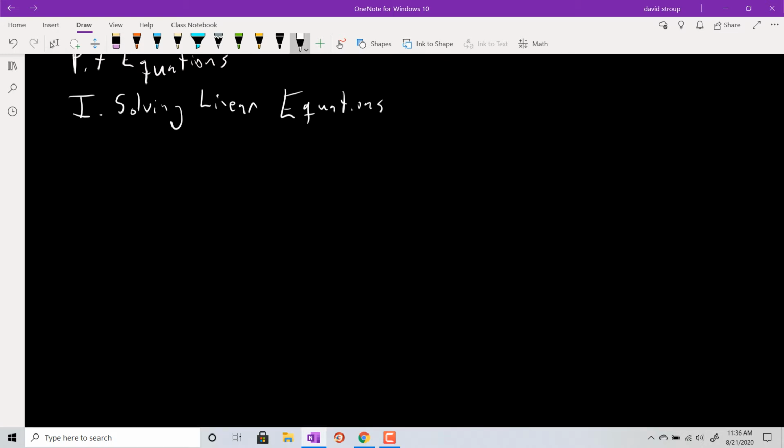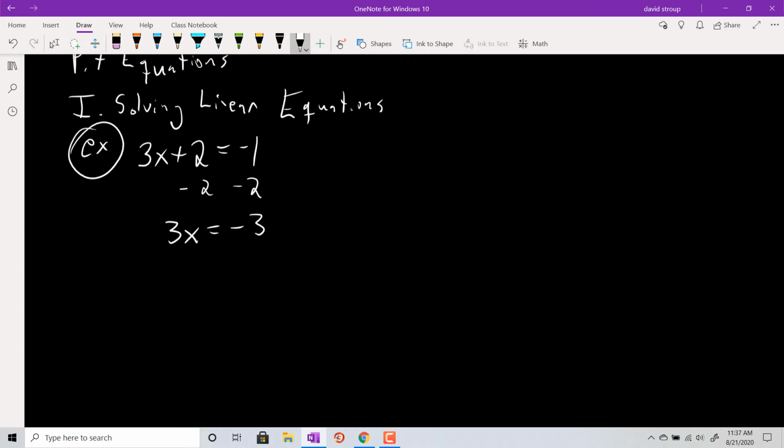Okay, so solving linear equations. An example, something like this, right? So our goal is to get x equals something. So subtract 2 from both sides. So I'm trying to isolate the x on one side. And then we divide by 3. And we get our solution, okay? So hopefully you've seen stuff like that before.